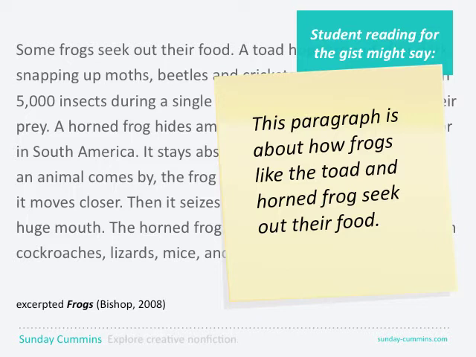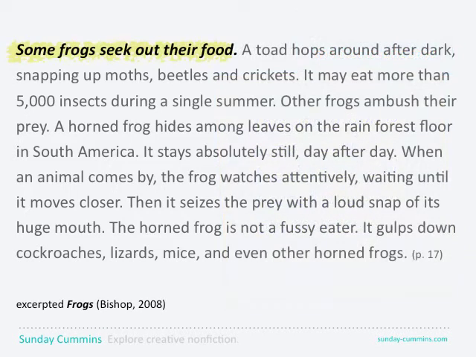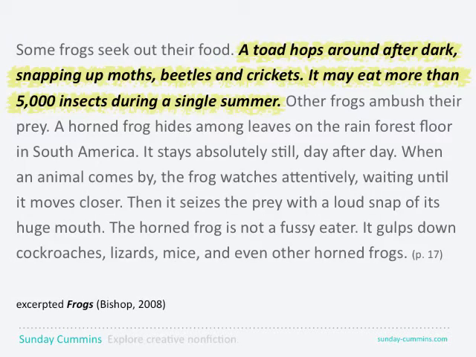Let's look back at the paragraph, sentence by sentence. The first sentence, some frogs seek out their food, introduces the topic, how frogs seek out their food. In the next two sentences, the author describes how the toad finds its food, and then states a statistic related to how many insects the toad can eat in one summer, 5,000.